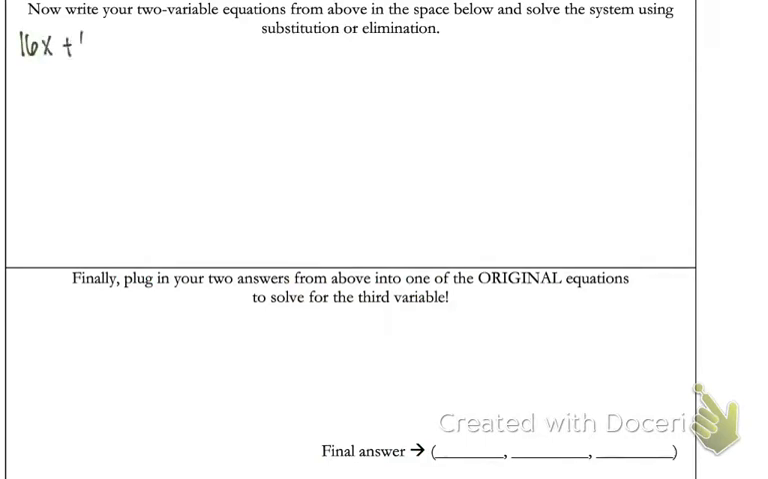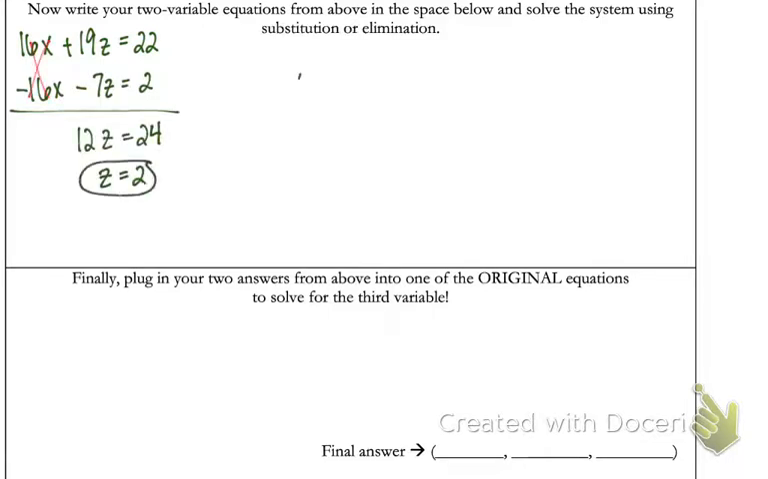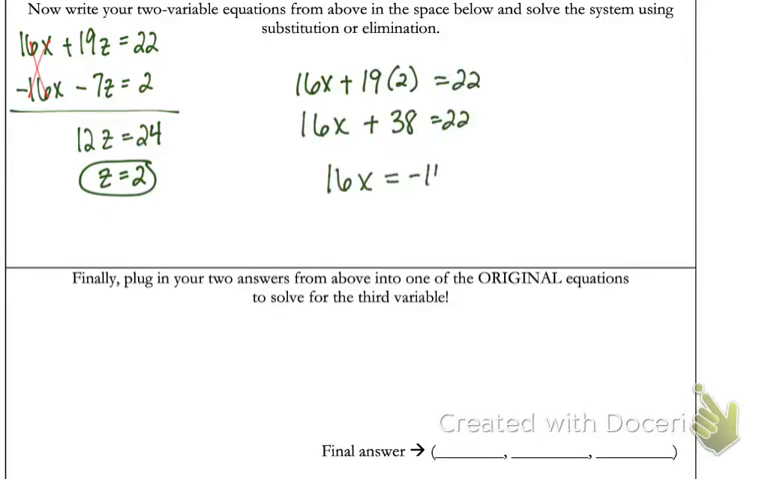Alright, in this next box, we're going to take the two equations from above, and we're going to use either elimination or substitution. It was already set up with opposites, so we solve for z and get 2, plug that back in, solve for x, and we get -1. Now you can go ahead and write those on your final answer line there at the bottom.